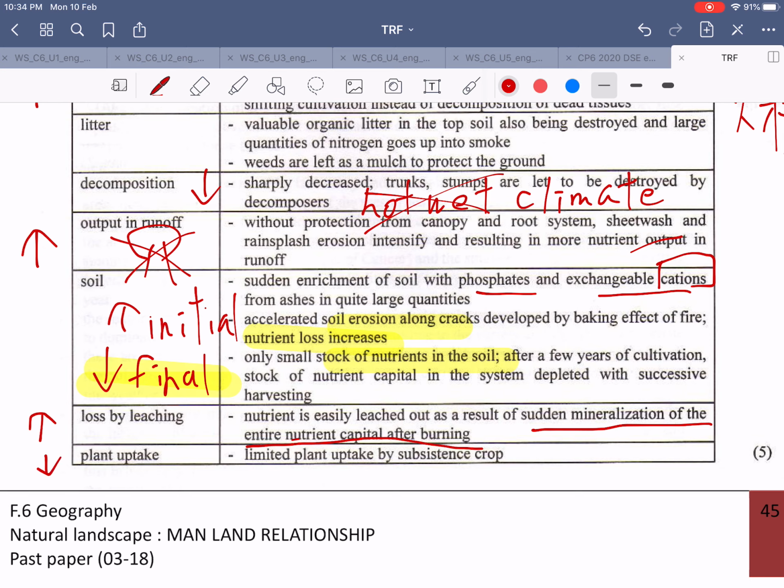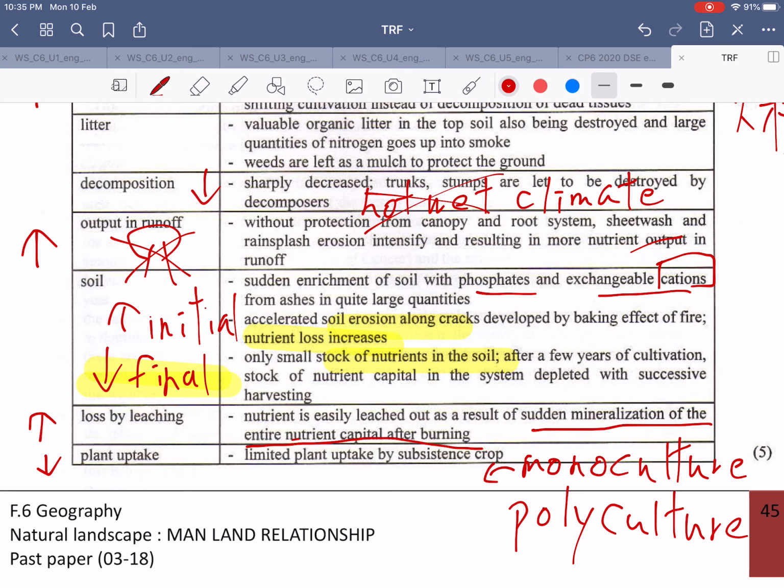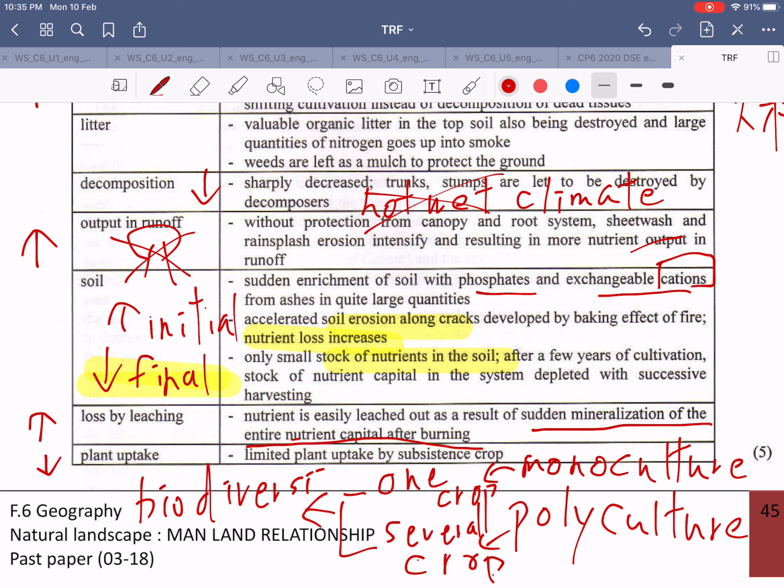Because I would like to introduce one very important concept, which is monoculture, which is also covered in chapter 5 already. But anyway, I would like to remind you once again, because no matter chapter 5 or chapter 6, it is a very popular term. Monoculture means we are just going to plant one crop, and polyculture means planting different crops, several crops. But no matter whether it is monoculture or polyculture, the biodiversity of these two kinds of agriculture will be lower for sure, compared with the natural vegetation. So accordingly, the plant uptake will be reduced.